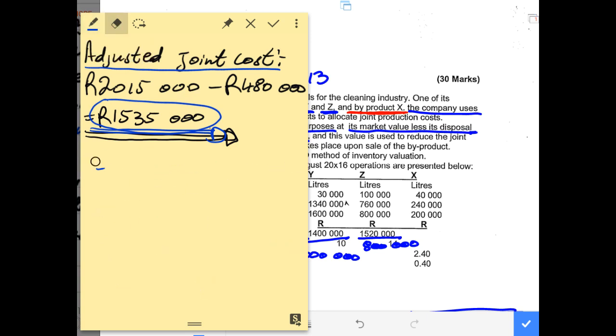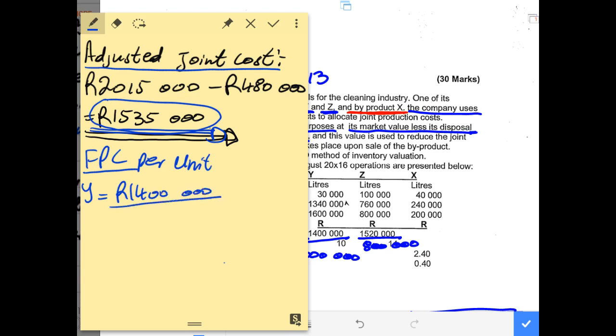So now let me go again to the calculation of the further processing cost per unit. So now we are calculating further processing cost per unit. Please don't use abbreviations in the exam. Write further processing cost in full, as full words, not abbreviations. Then it will be 1,400,000 divided by 1,600,000 units.